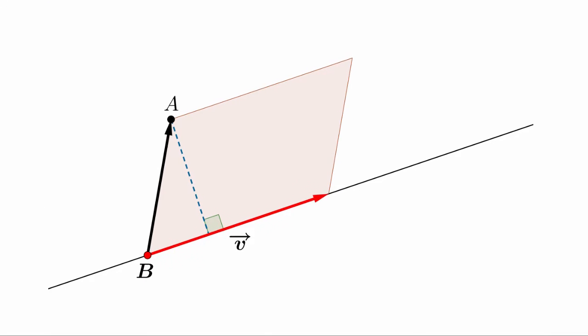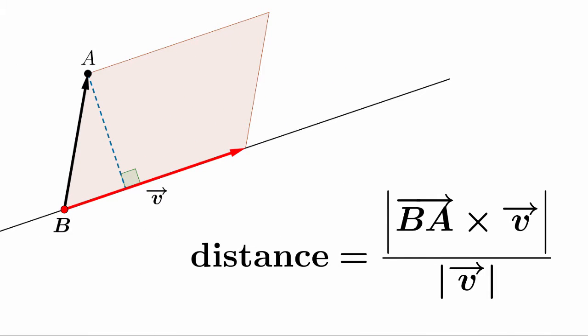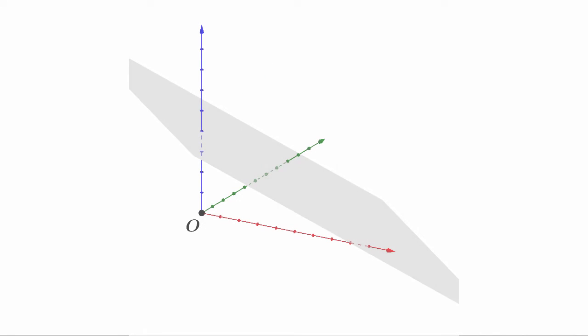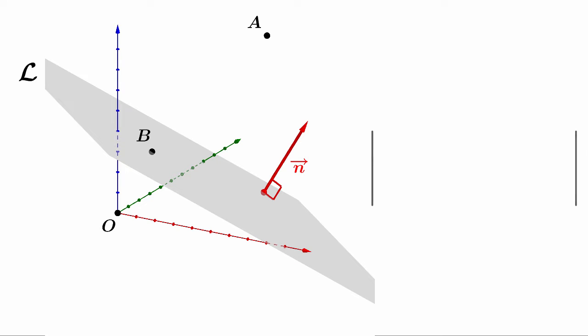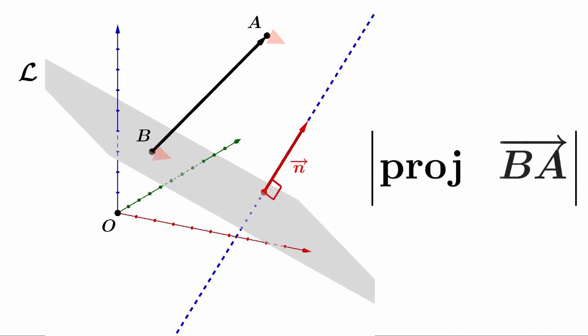Previously, we have learned how to find the distance of a point to a line. We can also, through means of vector operations, find the distance between an arbitrary point and an arbitrary plane. Suppose that we need to find the distance between a point A and the plane L, whose normal vector is n. To do so, we need to pick an arbitrary point B on the plane. The distance we're looking for is simply the magnitude of the projection of the vector BA along the direction of the normal vector n as illustrated.